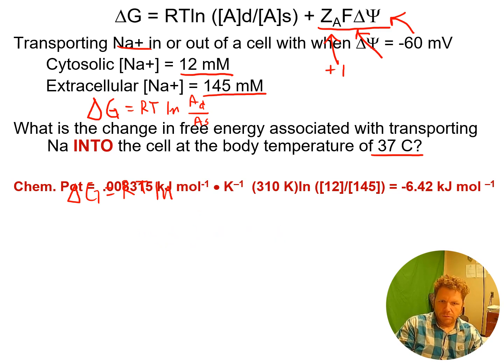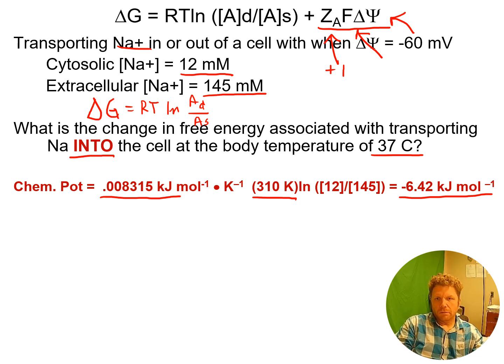So I'm going to erase. Okay, and I've got my R, my T, natural log of 12 over 145, amounts to negative 6.42 kilojoules per mole. Okay, so that's a favorable reaction when we're sending sodium into the cell based on only the concentration, because I haven't done this part of my calculation.